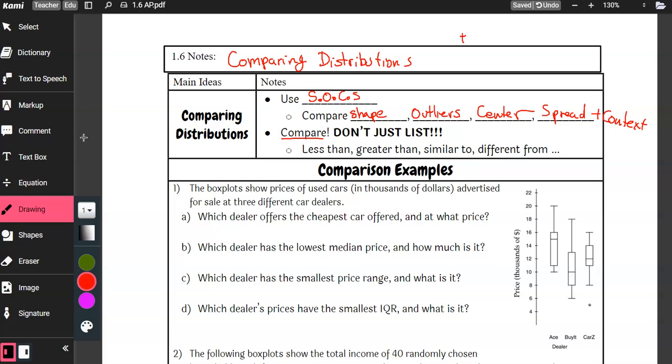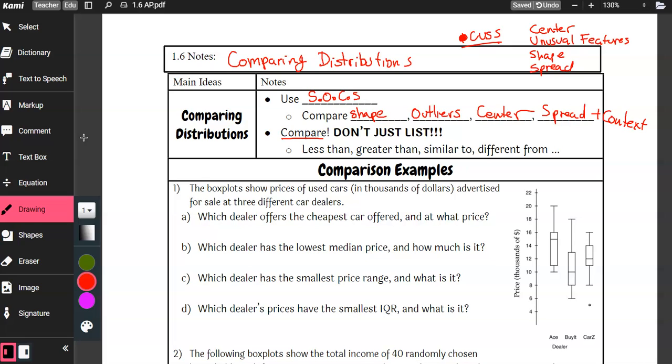Another acronym you could use is CUS. So maybe another one that has the same idea as this acronym here. CUS would be the center, U would be any unusual features such as outliers, and S is the shape or the spread. Okay, so when you're comparing distributions, use either this acronym or SOCS.